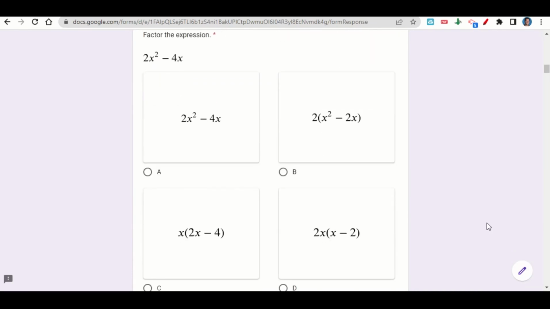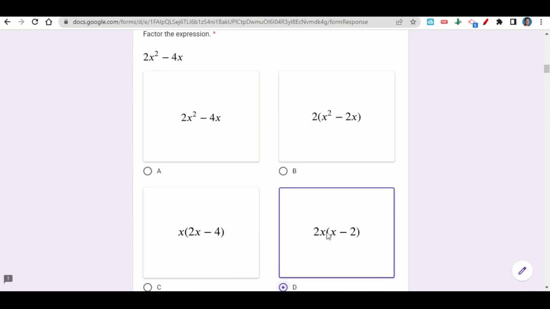Next one says factor the expression 2x squared minus 4x. Well, we can see that there's a 2 in common and an x in common. So we're going to pull out a 2 and an x. And when we do that, we're left with just x here and minus 2. So we should have 2x times x minus 2, which is this one here.